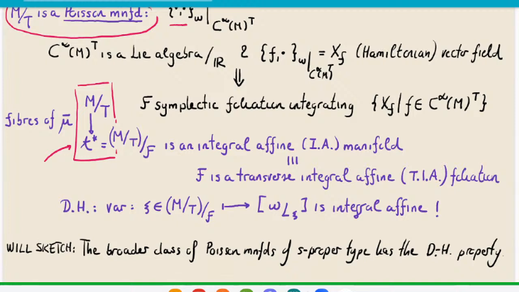And of course, the natural question to answer is, are there more Poisson manifolds that have this Duistermaat-Heckman property, or just those coming from these free and proper Hamiltonian actions? The purpose of the talk is to present the class of Poisson manifolds that we call Poisson manifolds of proper type that do have the Duistermaat-Heckman property. That is, the leaf space of their symplectic foliation is an integral affine, not manifold, actually orbifold, and the variation map from the leaf space to the second cohomology group of the leaves is integral affine.